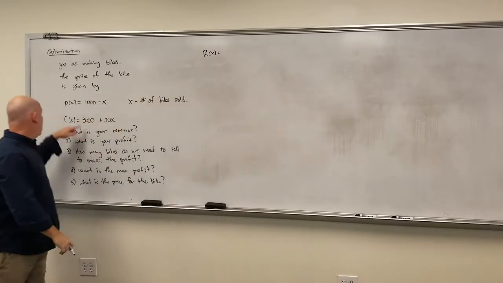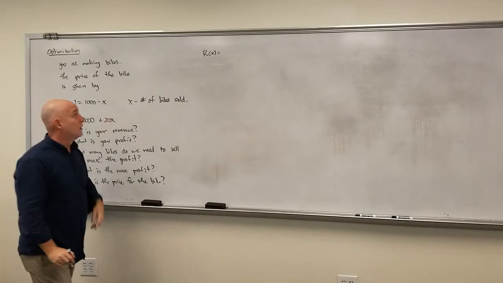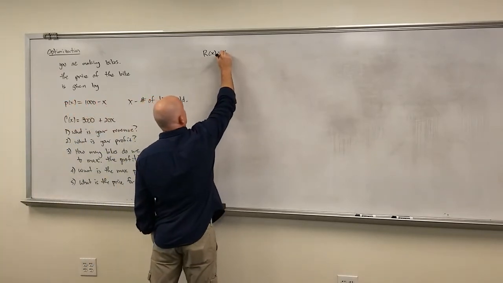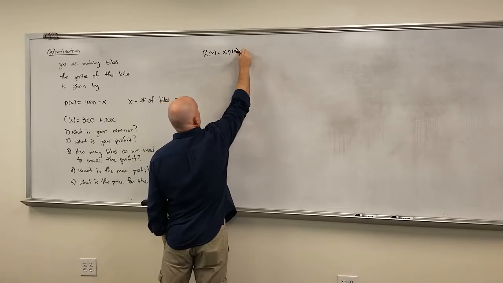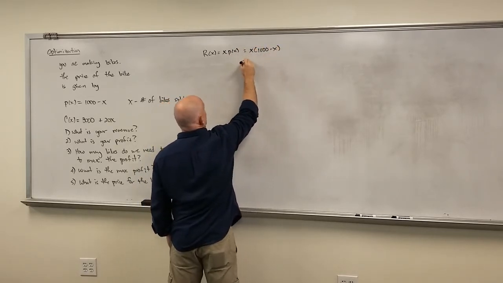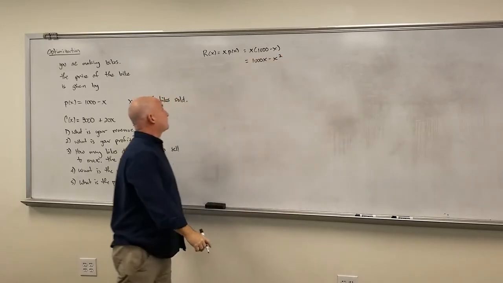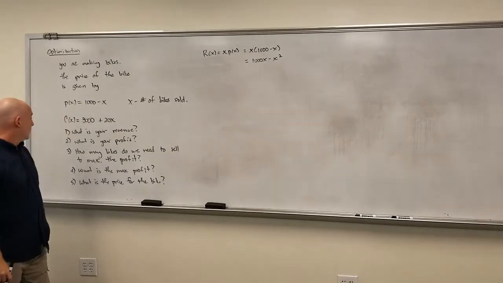Well, it's going to be how much each bike cost times the number of bikes that we sold. So our revenue is going to be x times little p of x, which is x times 1,000 minus x, or 1,000x minus x squared. Okay, there's our revenue function.